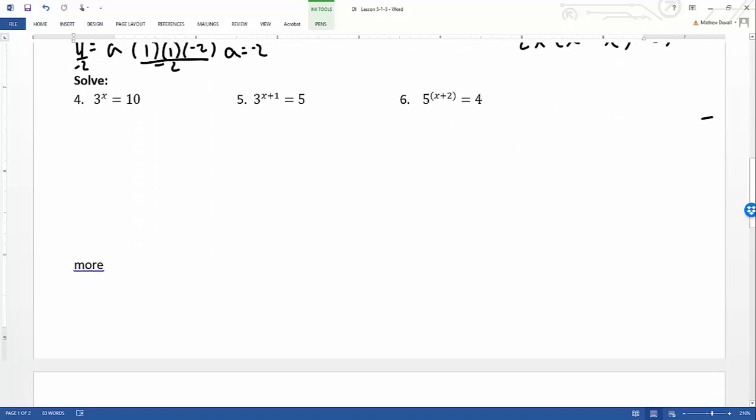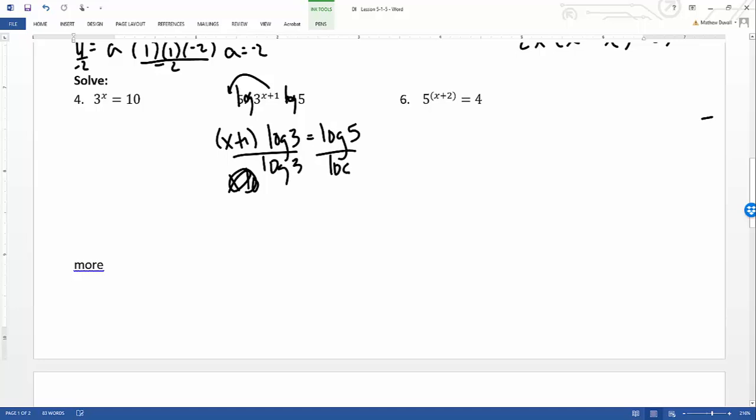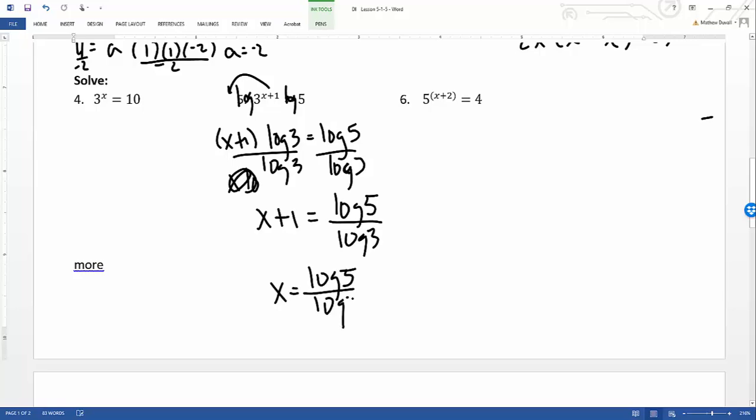Now solving logs, or solving exponential equations that have different bases with logs. So because I can't make the base the same, you're going to convert it into a logarithmic equation, which then allows you to move the exponent to the front, distributing the log 3. Actually, instead of distributing the log 3, why not just divide by it? So then you get x plus 1 equals log 5 over log 3. Subtract 1. X equals log 5 over log 3 minus 1.